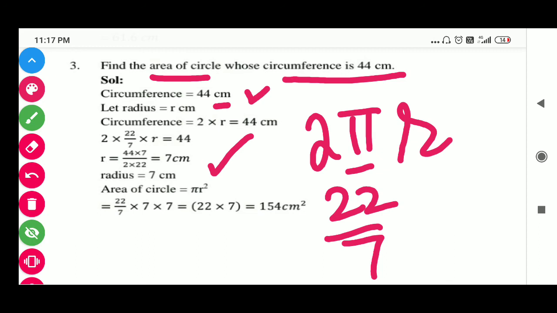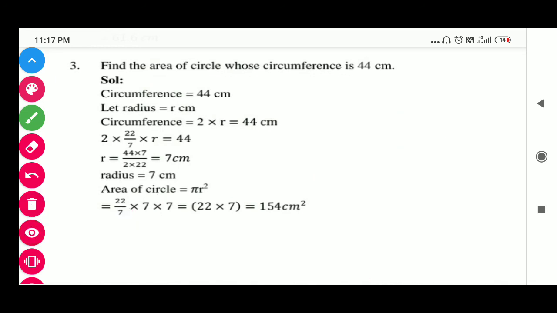Now area of circle formula is pi r square and value of pi is 22 over 7. Radius is 7 and here we have square, so we will write radius 7 two times. So by calculating this, 7 and 7 will cancel and 22 into 7 we get 154 square centimeter. So students, in this way today we have completed 3 questions of exercise 15.1.